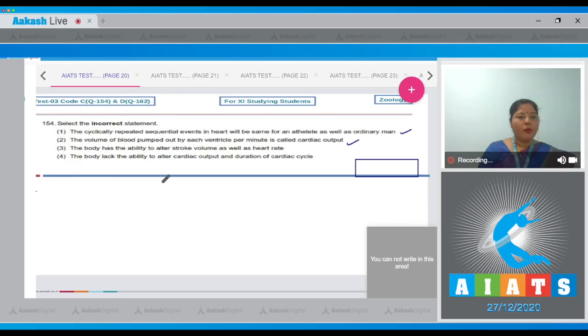Option number 3, the body has the ability to alter stroke volume as well as heart rate. This is also a correct statement. Option number 4, the body lacks the ability to alter cardiac output and duration of cardiac cycle. This is incorrect. Our body has ability to alter cardiac output and duration of cardiac cycle. By altering heart rate and stroke volume, cardiac output can also be altered. So correct answer to our question is option number 4.